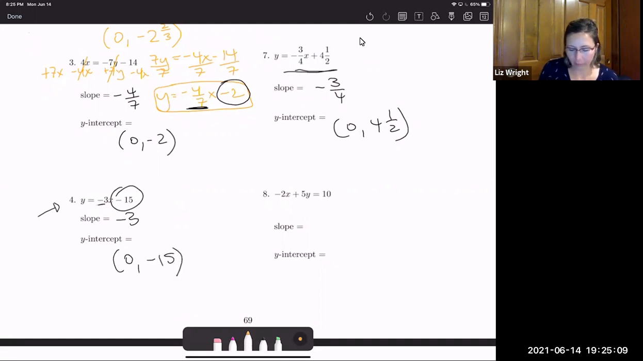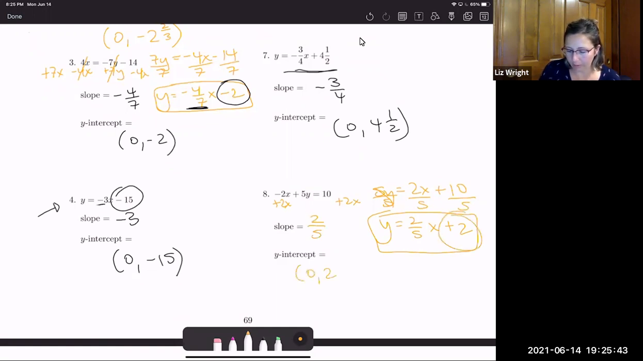And then our last one, it's not in slope-intercept form, so I'm going to get it into slope-intercept form. So this one I've got 5y equals 2x plus 10. Then I'm going to divide everything by 5. So then I'm going to get y equals 2/5 x plus 2. And here's my equation. So my slope is going to be 2/5. And then my y-intercept is a +2, so it's going to be (0, 2).